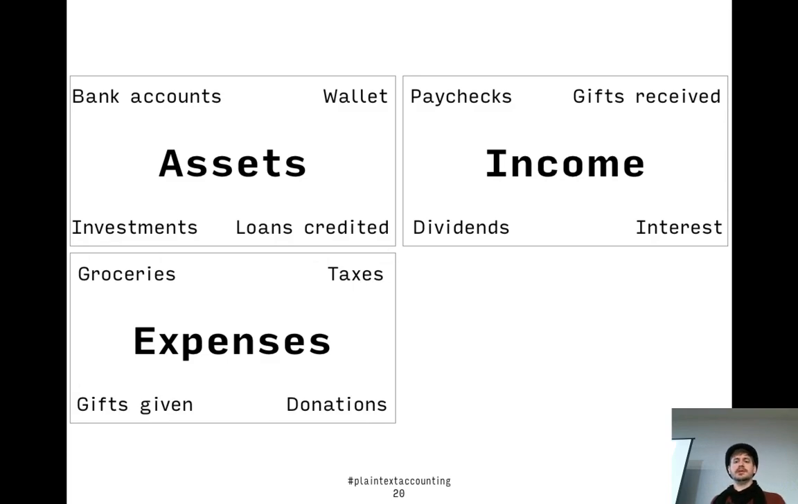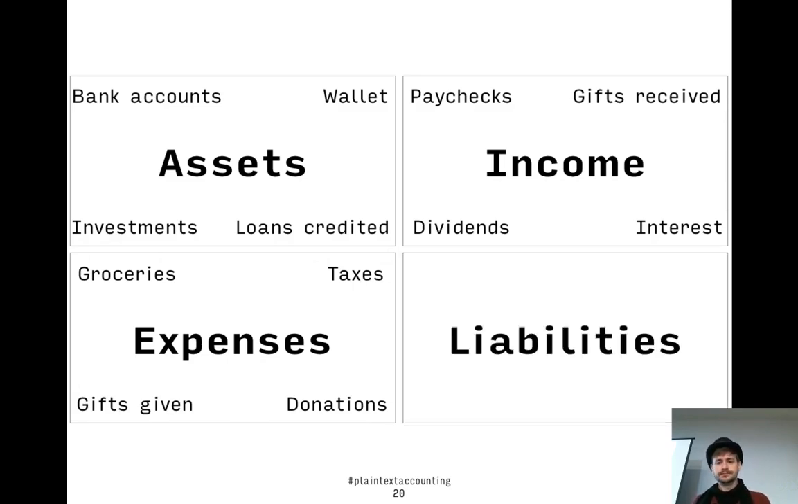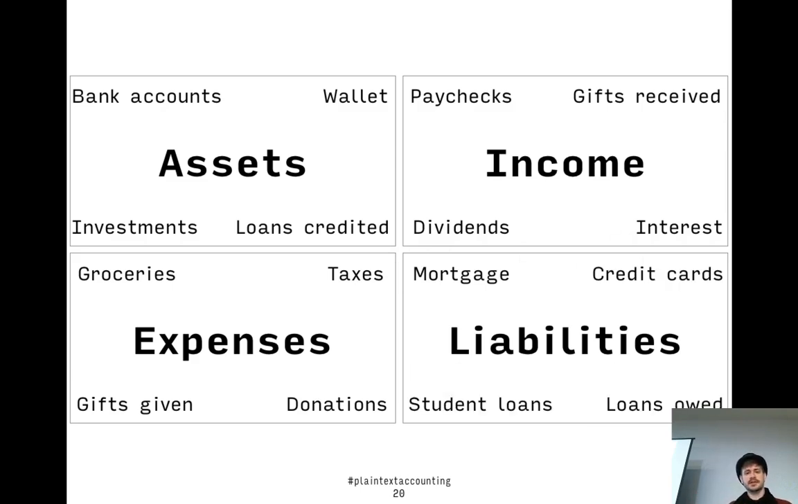Last of these 4 major ones is liabilities. So these include things like your mortgage, your credit cards, your student loans, and any loans that you've owed to others.